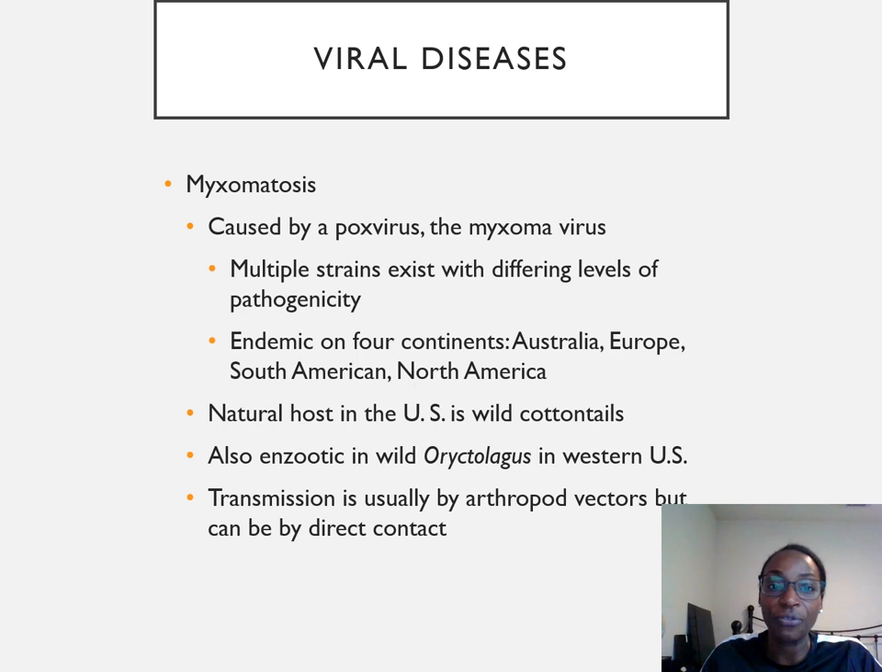Now, we see this quite a bit in different locations. So it's endemic, which means that we're talking about particular locations in Australia, Europe, South America, and North America. And the natural host for this pox virus is the US wild cottontail. So all the little bunnies we were talking about the other day that we see out hopping around in the wild, those are those. So it's very likely that they are carrying this virus. It is enzootic in wild Aryctologus species in western US.